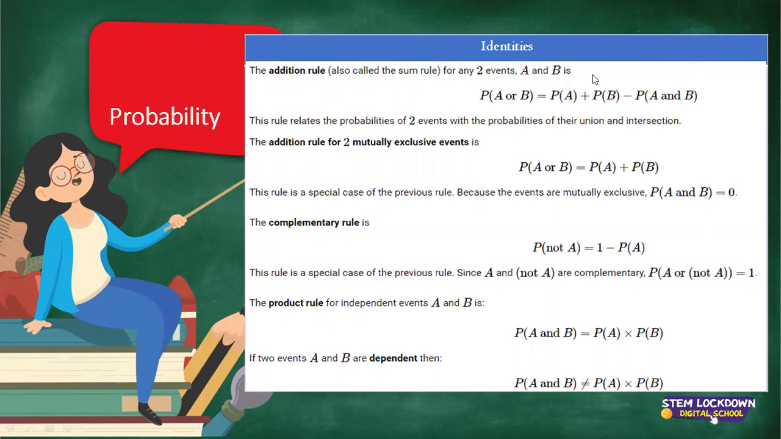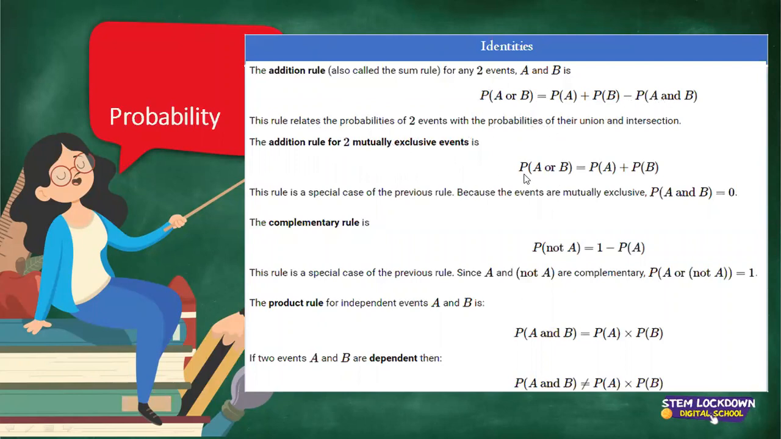So this is called the addition rule. The probability of event A or B happening generally is equal to the probability of the first event plus the probability of the other event, minus the probability of both. So this relates to the probabilities of two events with their probabilities of union and intersection. Union is when we have A or B, and intersection is when we have A and B.